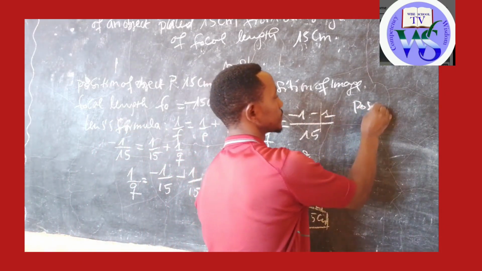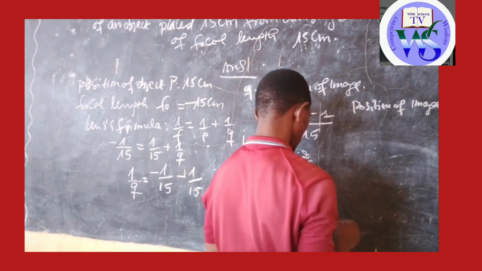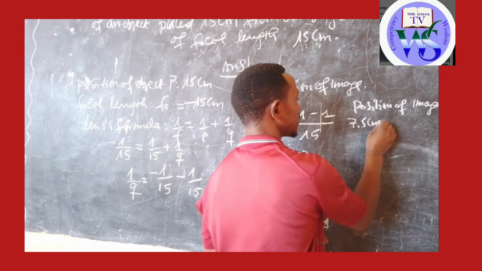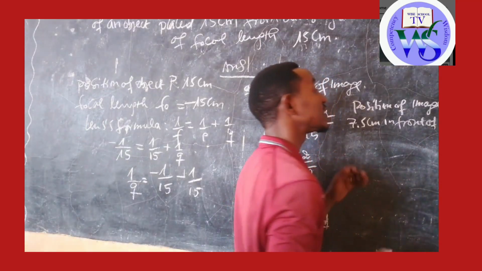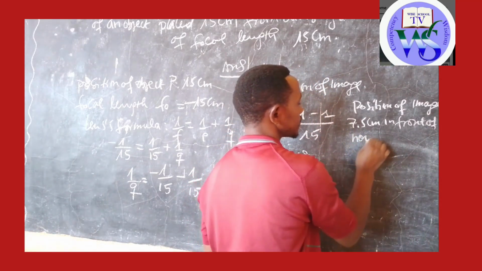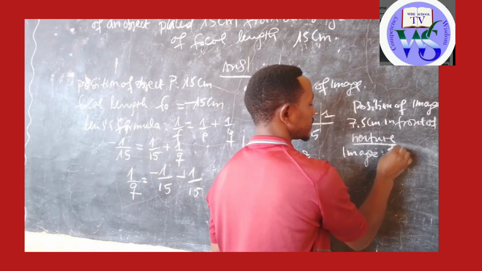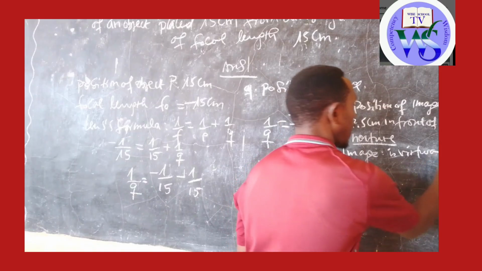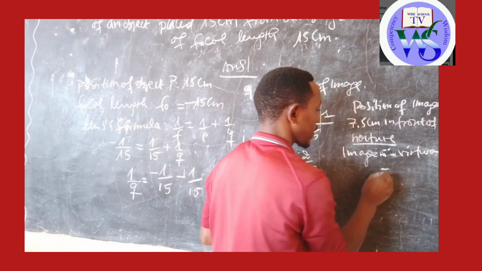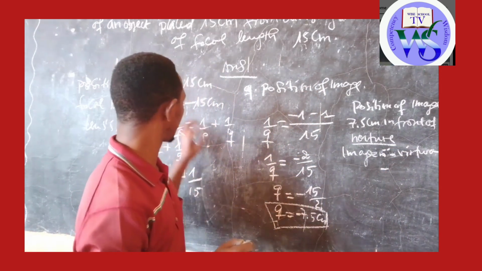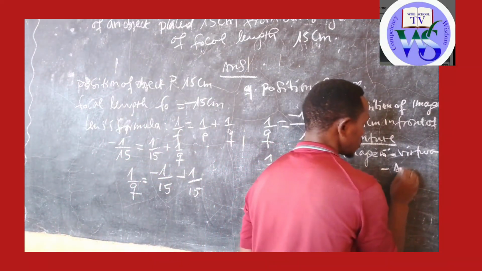The position of the image is 7.5 centimeters in front of the lens. It means that it is virtual. So the nature of the image is virtual, because Q is negative. Also, when you divide the image distance by the object distance, the image is diminished, it is smaller, because its distance is smaller. So the image is diminished.